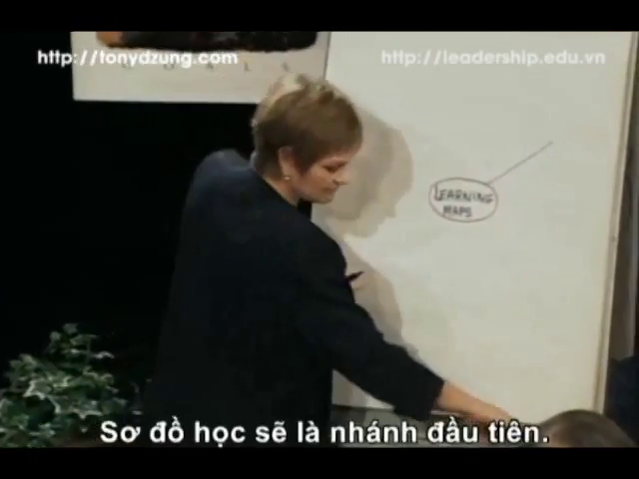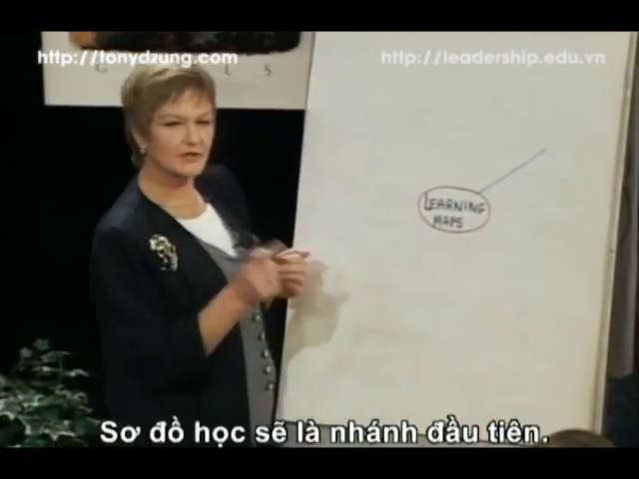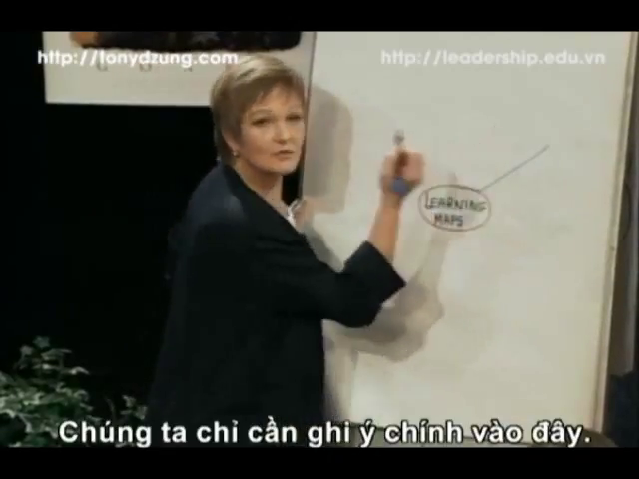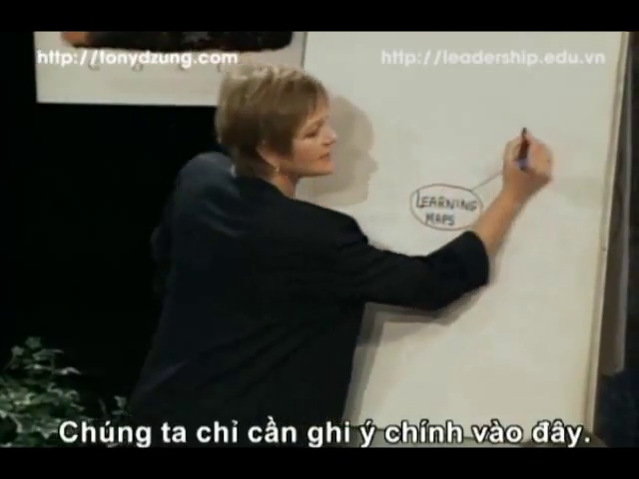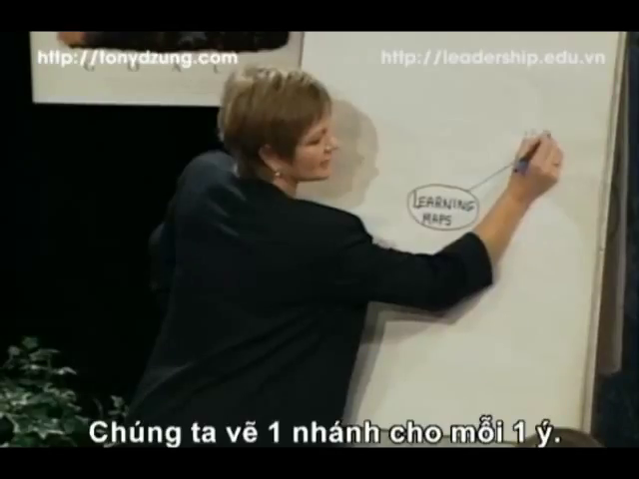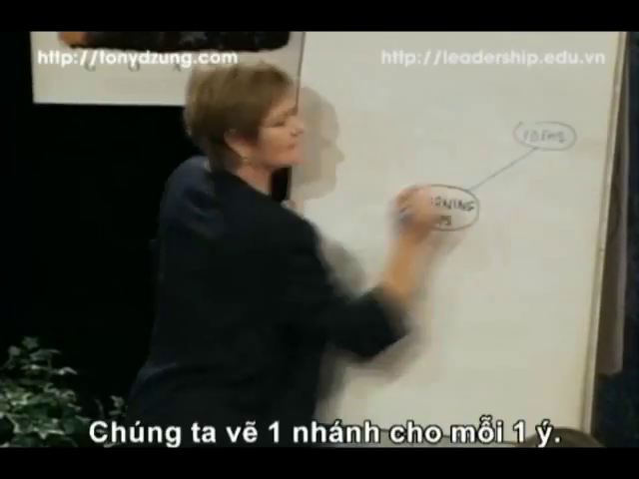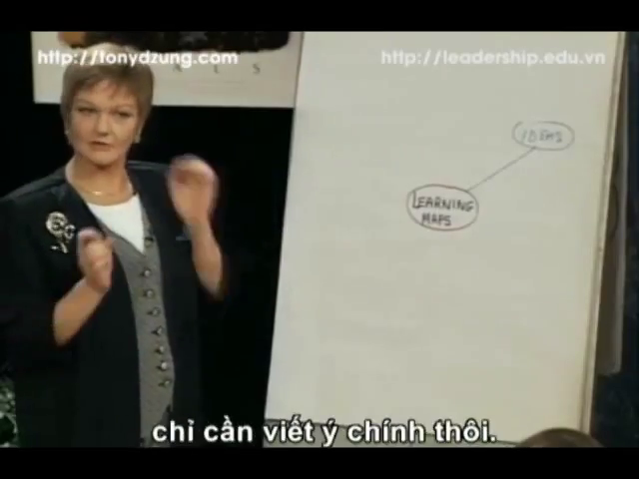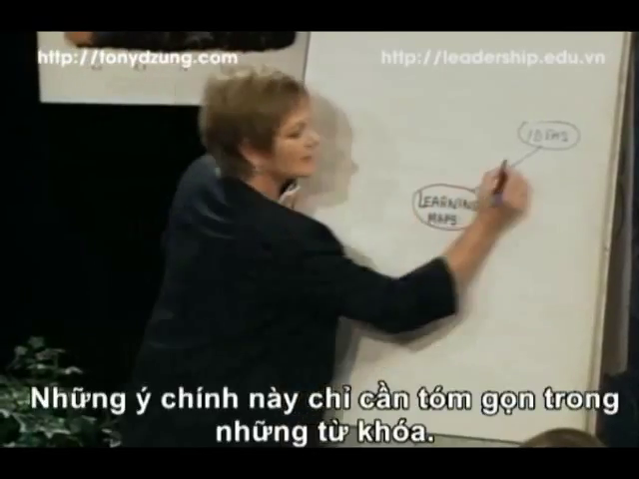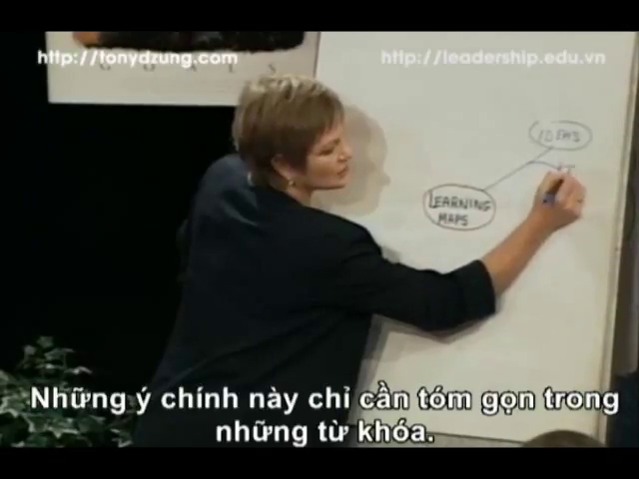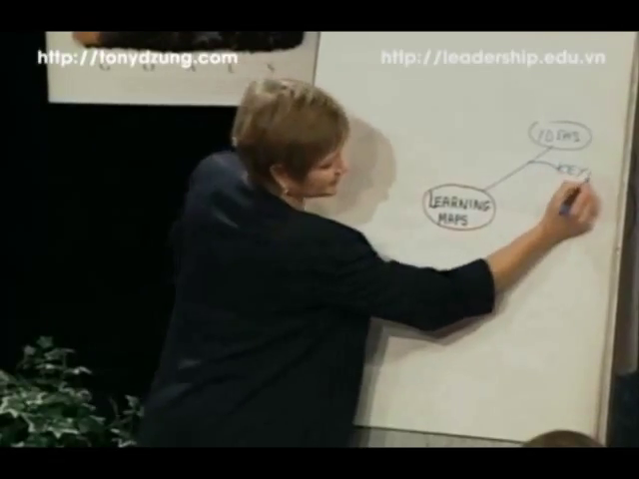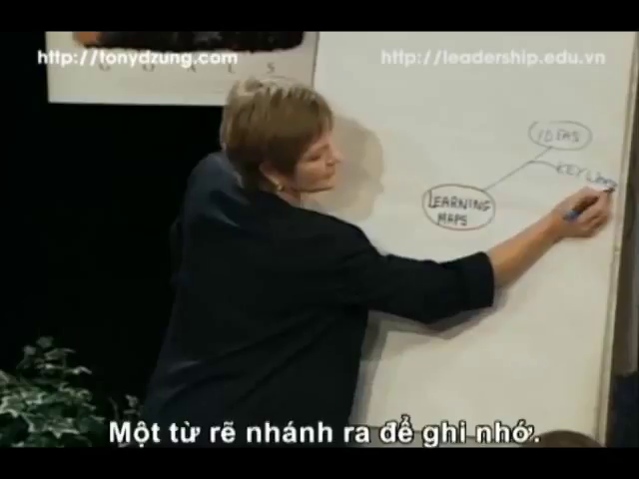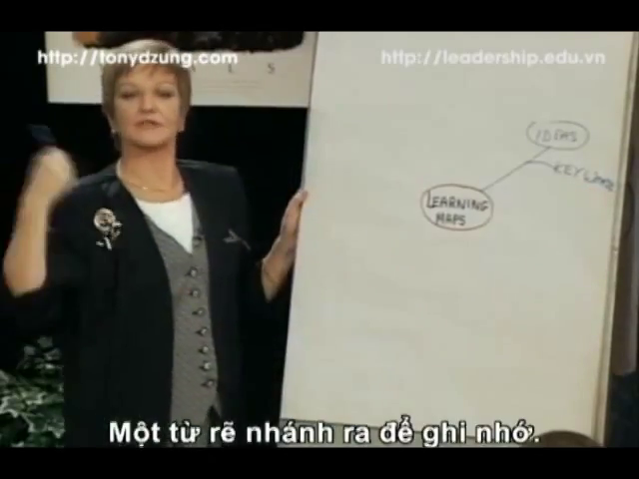And on a learning map, maybe the first branch is, what are we going to record? We're going to record ideas. So we just put a little branch for ideas. You don't record great long reams of words. You're actually recording ideas. And the ideas will be recorded in just maybe keywords, so that one word will trigger the memories and you'll remember everything else.